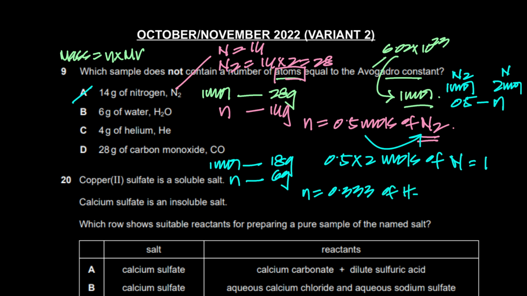Well, these are the moles of H2O. We need the moles of atoms. How many total atoms are there? 2 plus 1. You have 3 atoms, right? So what are we going to do?